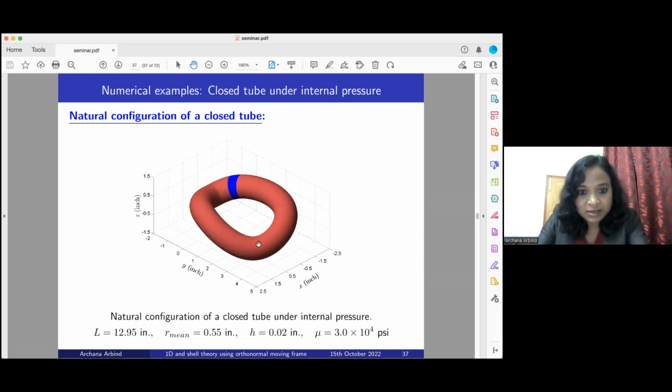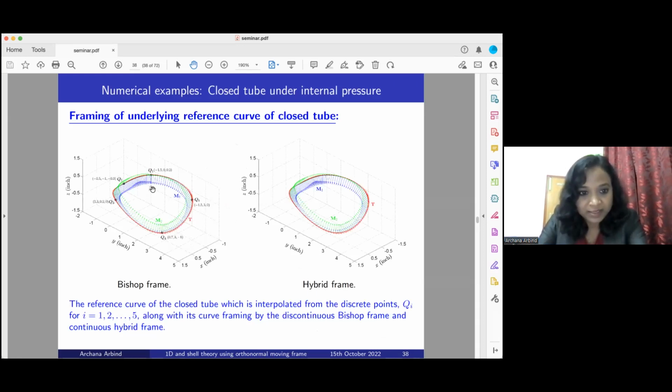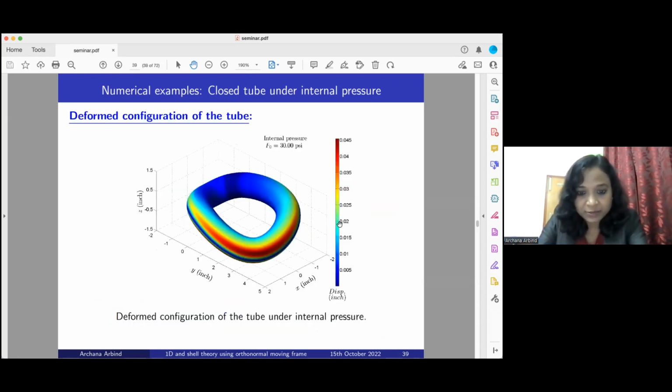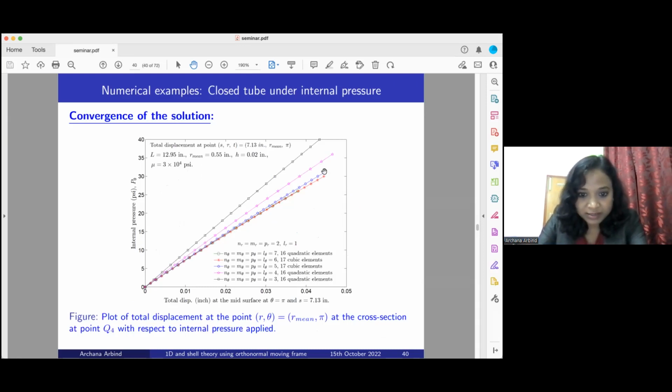This is a distorted torus kind of tube, which is completely closed, and only this blue strip you see is completely fixed. The inside surface can move. In this case, we again apply internal pressure, and we have to analyze this. We cannot apply the Bishop frame as it is discontinuous, so we go for a hybrid frame. And this is the deformed shape under internal pressure, and here we have shown the convergence for mesh density as well as the approximation order.